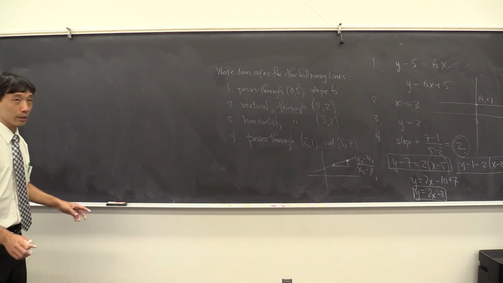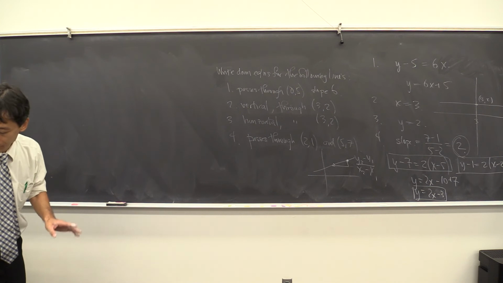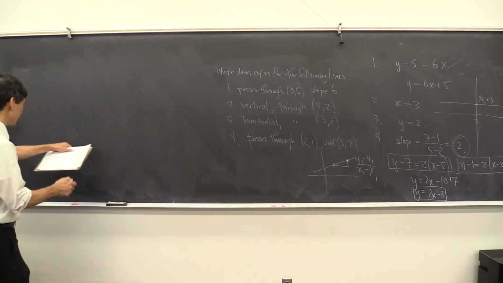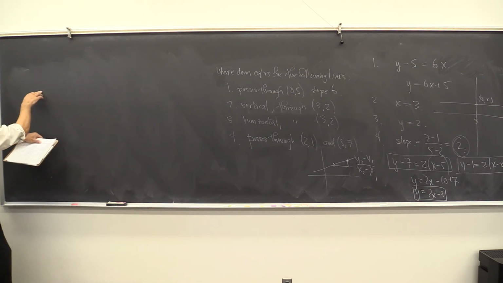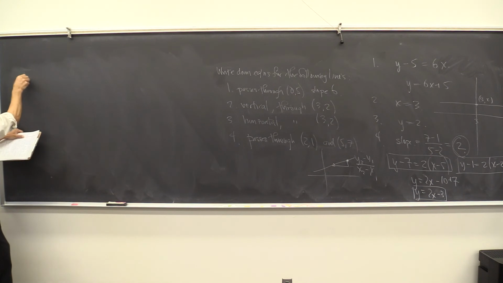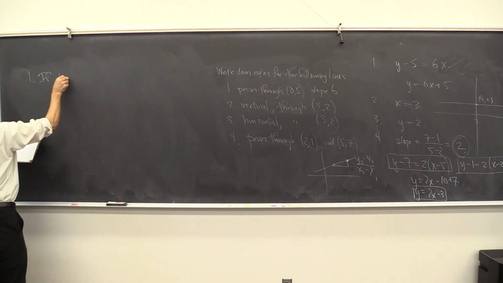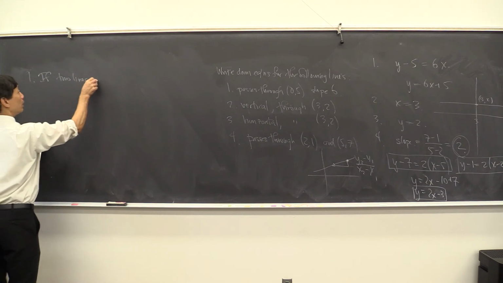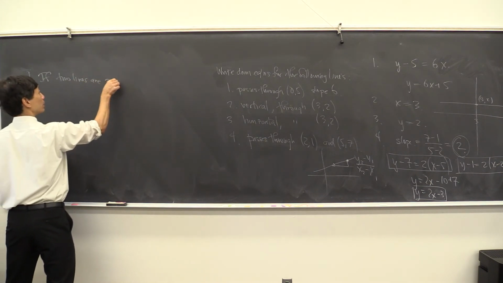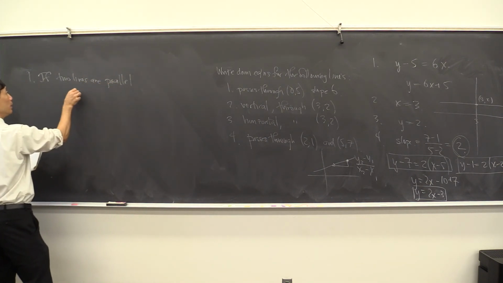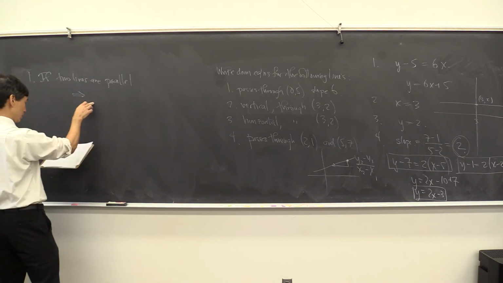Yeah. Okay. Got 7 minutes left. There are a couple things left in this chapter. The first one is some observations about slopes. So first, if two lines are parallel, then they have equal slopes.